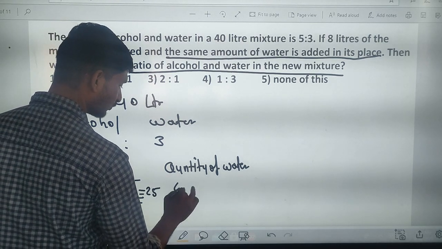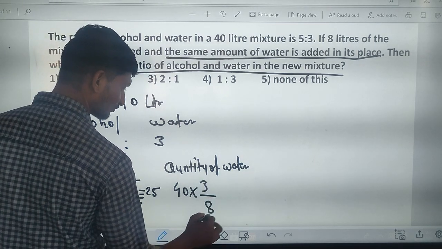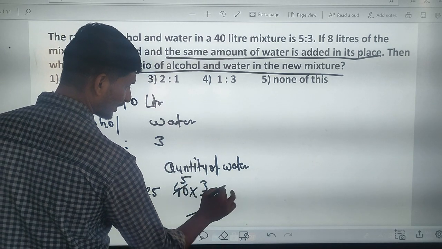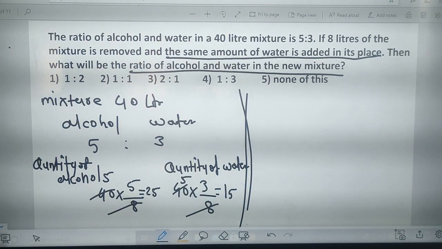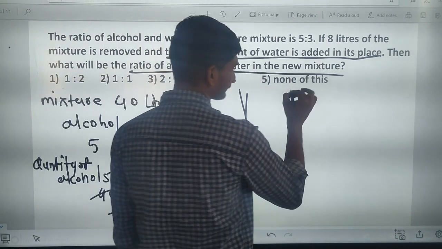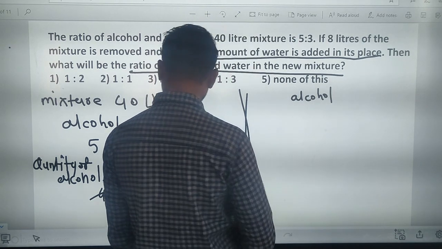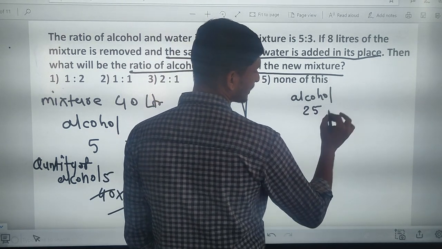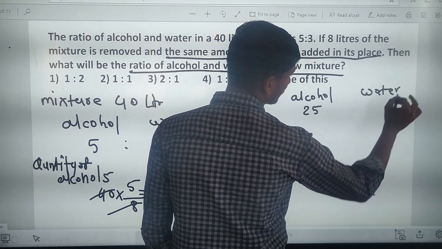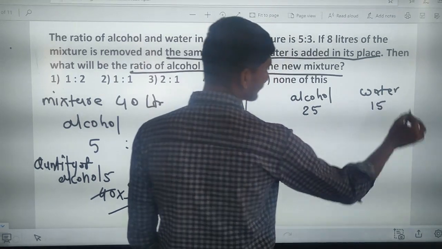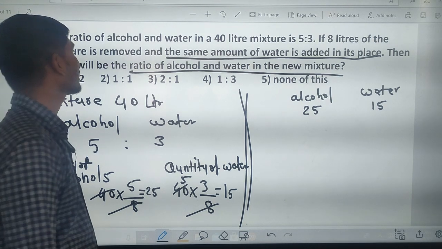And the quantity of water is 3 by 8 of 40. Total ratio is 8 parts, out of which 3 parts are water. 15 liter is water. Here we write alcohol and water: alcohol is 25 liter and water is 15 liter. Here 8 liter of mixture is removed.